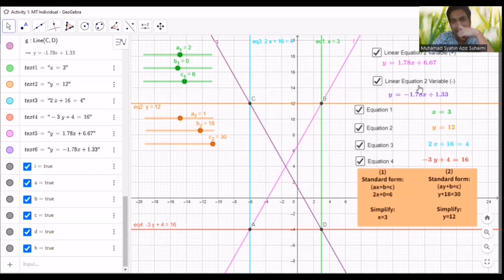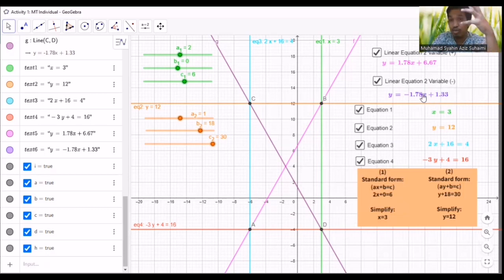So we see the almost similarity. This is using the standard form, y equal to mx plus c. So m is almost the same, but this one is positive and this is negative. For you to know, m is the gradient or slope. And 6.67 is the value of c, or the y-intercept. The same as this one.